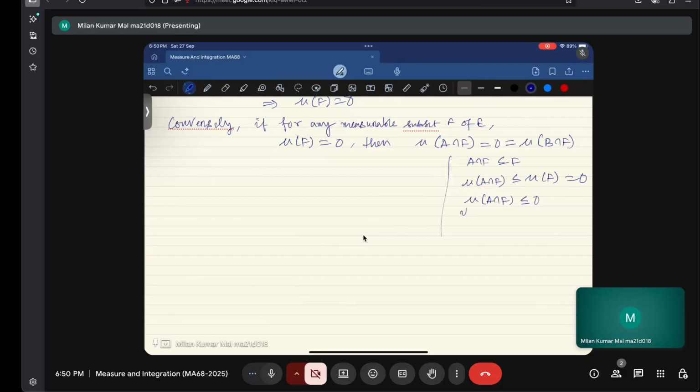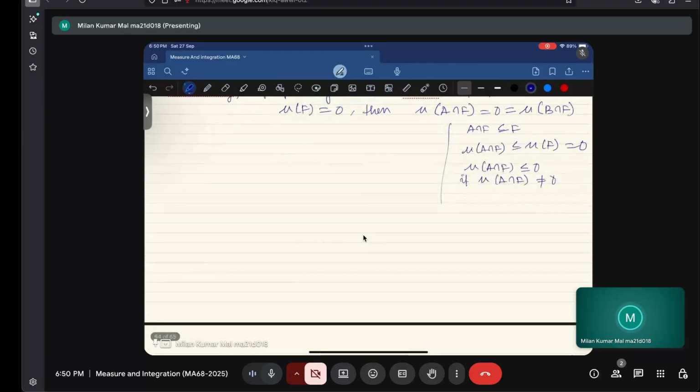So if mu of A intersection F is not equal to 0, that means that is strictly less than 0. But why is that not possible? So that is not possible. That is what we have to show. Let me try to. That is not possible.